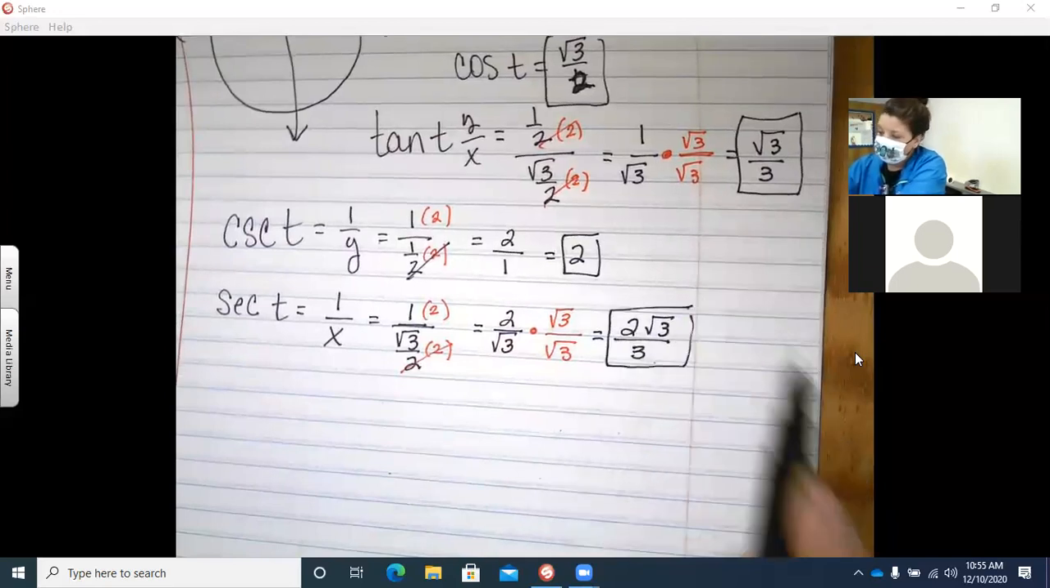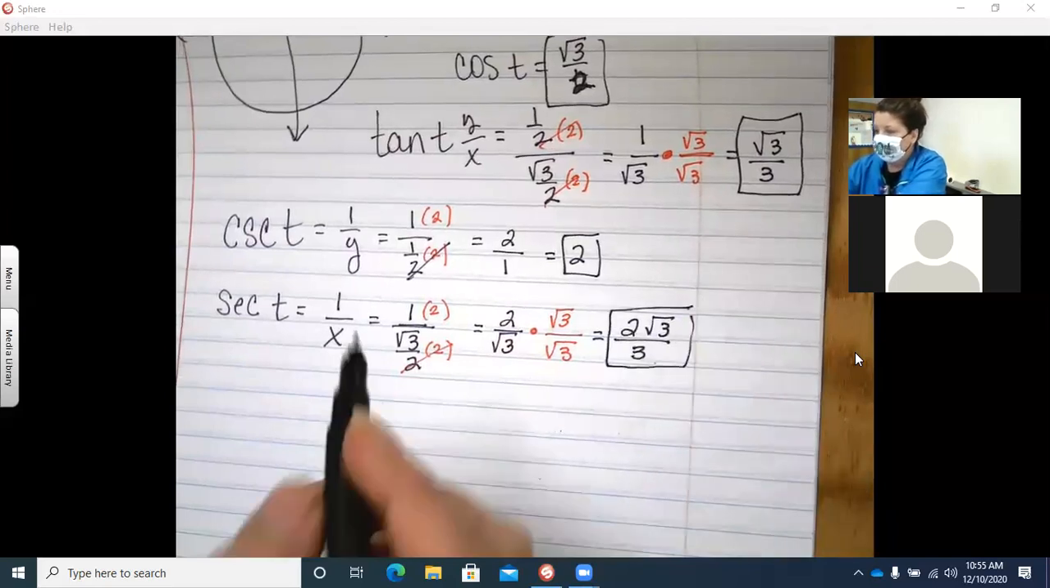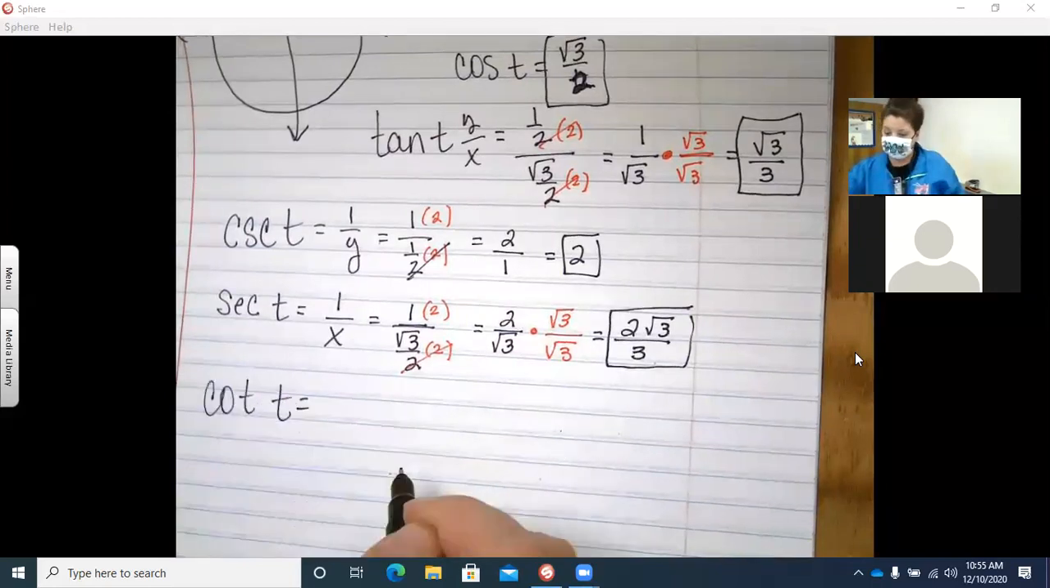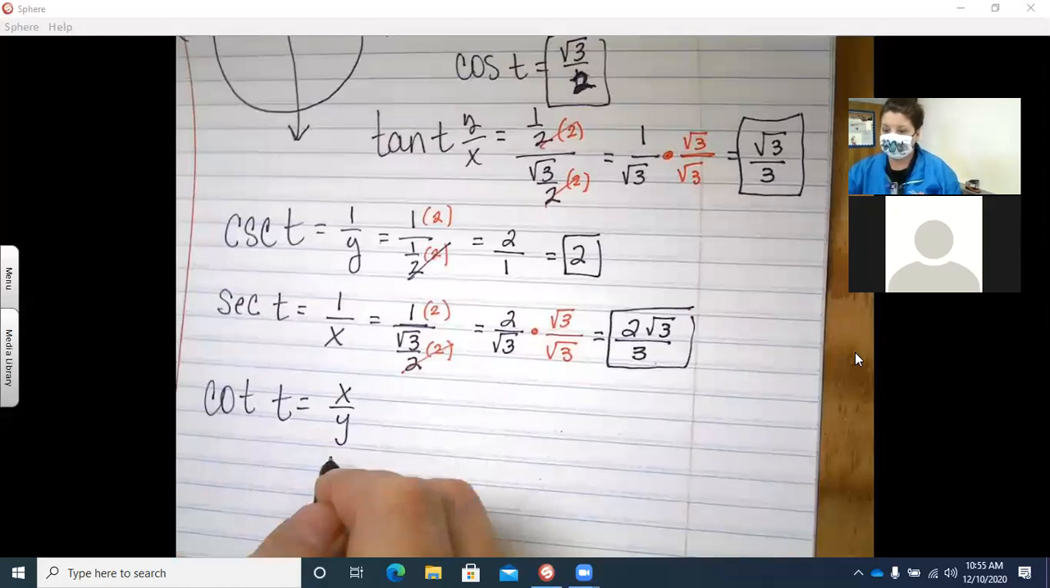And one more for this one, we're finding the cotangent of t. And cotangent is your x divided by y. You want to find that one on your own? We'll compare answers.